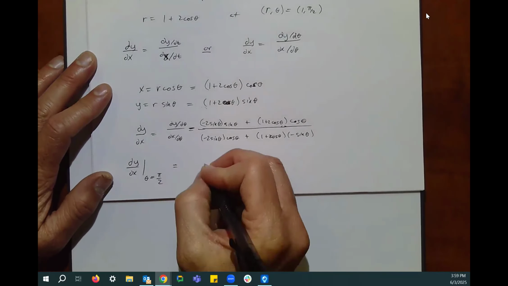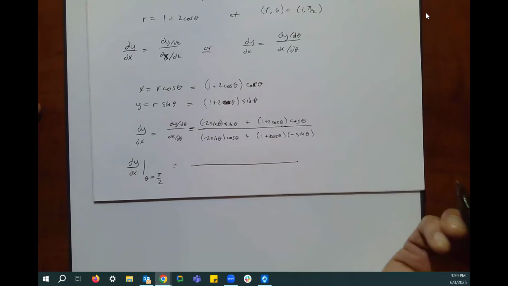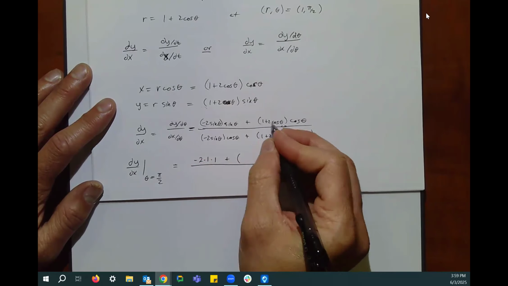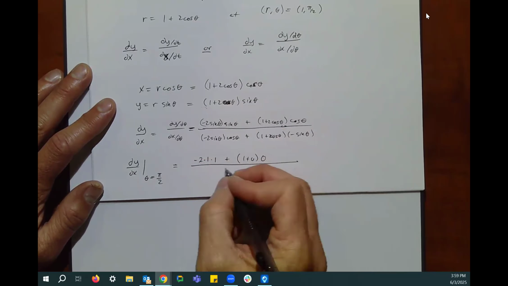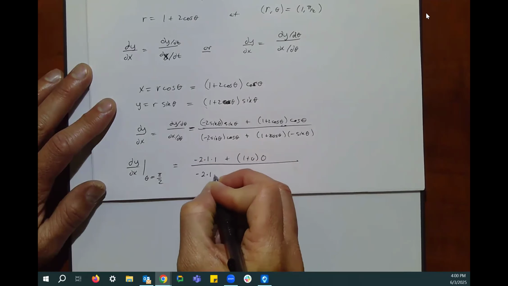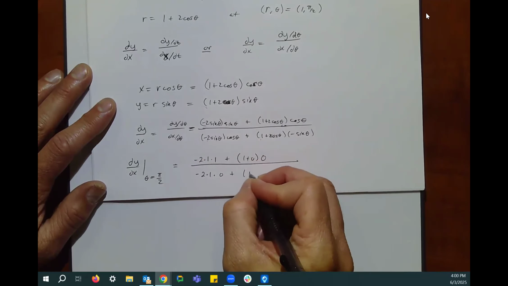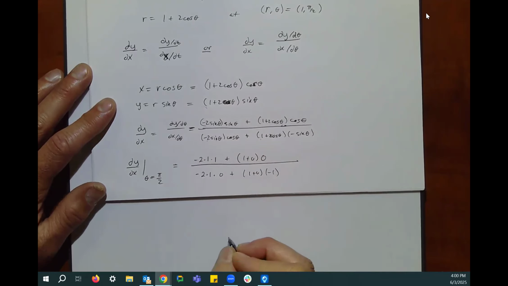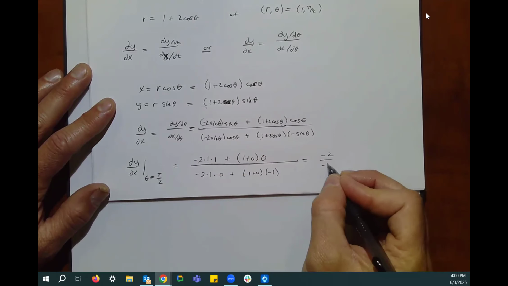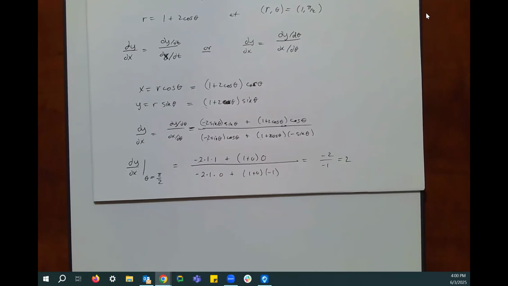We plug in pi over 2. Sine of pi over 2 is 1. Cosine of pi over 2 is 0. So I'm going to get negative 2 times 1 plus (1 plus 0) times 0, over negative 2 times 1 times 0 plus (1 plus 0) times negative 1. And that's going to simplify to negative 2 over negative 1, which is positive 2. Okay, that seems plausible.